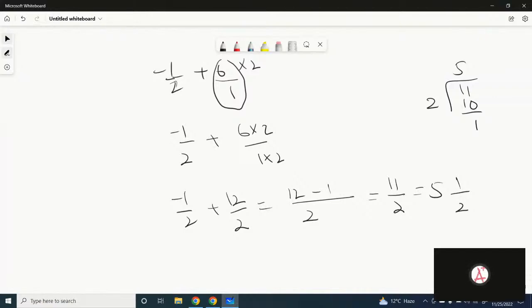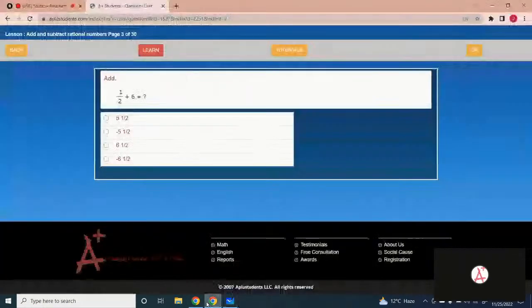So select the correct option and then click on the OK button.